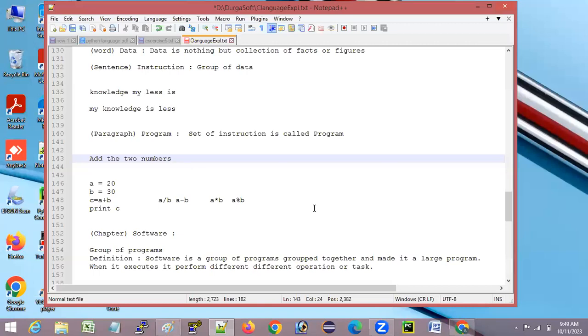What is meant by software? Software is nothing but a group of programs put together and made into a large program. When it executes, it performs different operations or tasks. This part you have to remember. This is software.